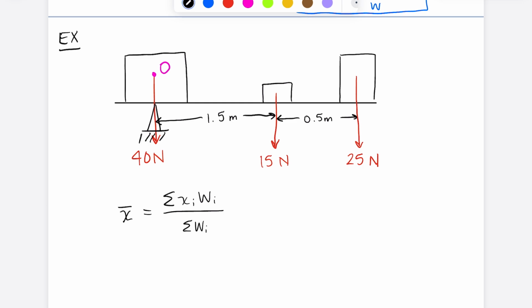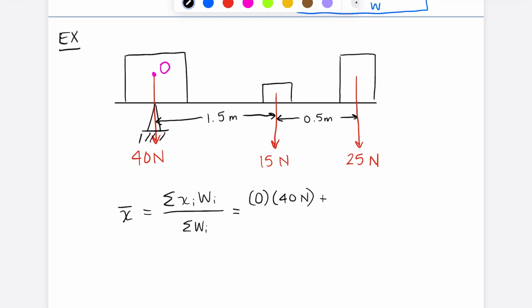Okay, so x1, and x is the distance from our weight to the origin. So our first weight, this 40 newtons, is acting at a distance of 0 from the origin, right? And this makes intuitive sense too when you think about the force moment that is being caused by this 40 newtons. It's sitting directly on top of our pin support, so it's not causing any rotation about the pin. So this makes our calculation a little bit simpler. We can go ahead and basically get rid of this first term since we're multiplying it by 0.